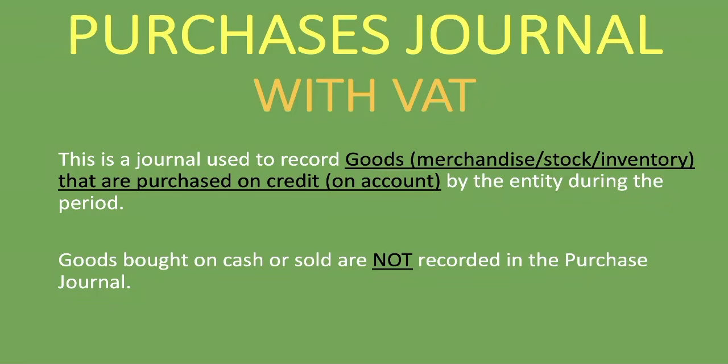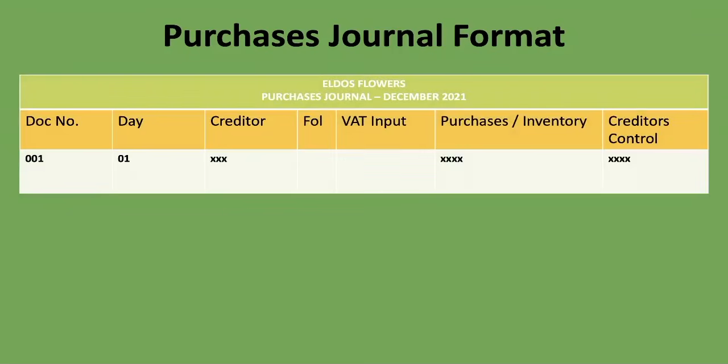What is the format for the purchases journal when we have to take into account VAT? Well, if you checked out the previous one, you'll notice that it's very similar, and here it is. Firstly, you put the name of the entity, and here we've given an example, Eldo's Flowers, and then you put the name of the journal. That's very important. You should not forget to put the name of your journal, and then you put the period for which the journal is prepared, and here we have December 2021. So you put the name of the entity or the name of the company and the name of the journal, as well as the period for which the journal is prepared.